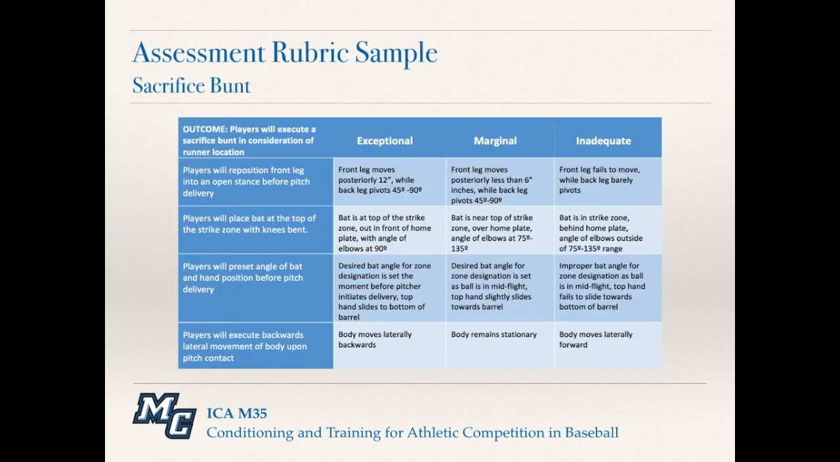Now, I do not expect them to know this rubric by heart, but they should be able to know what we are looking for in an exceptional bunt. Players have to reposition their front leg, open their stance so they can see the baseball more clearly. They also need to place the bat at the top of the strike zone with their knees bent. Must also have that bat preset angle with the hand position before the pitch delivery, and then a player must execute a backwards lateral movement upon pitch contact. Granted, at the end of the day, as long as they get the bunt down, I am a happy coach.